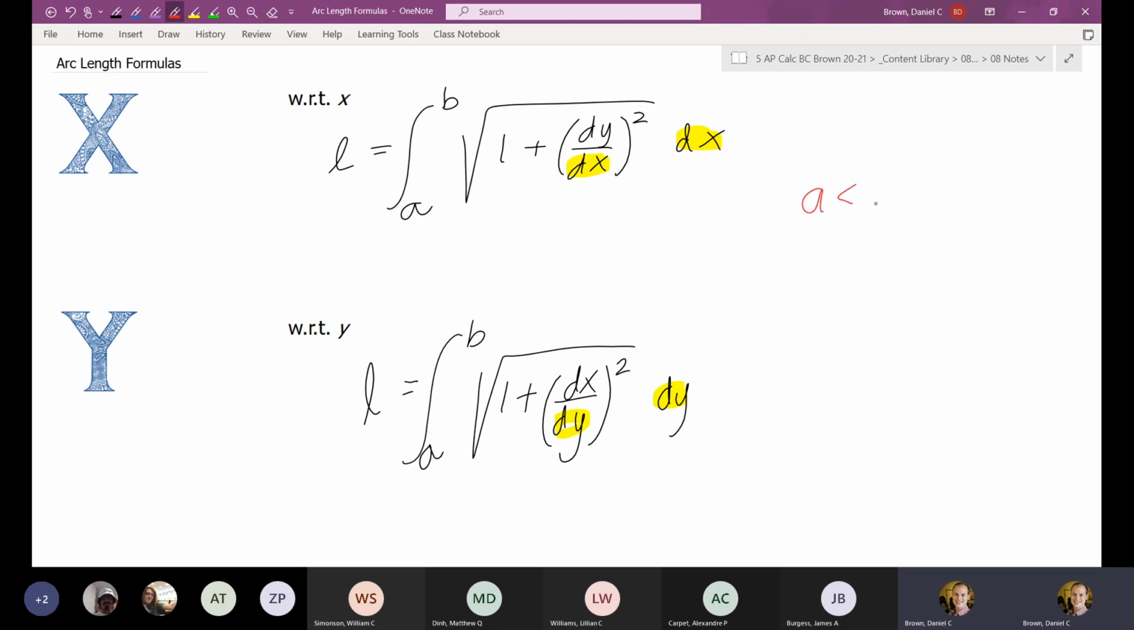For both of them, a is always going to be less than b, so those numbers will always go in order. So either it's going to be like left to right or like bottom to top. And they both give you the same answer. So you basically choose which one you want to do.